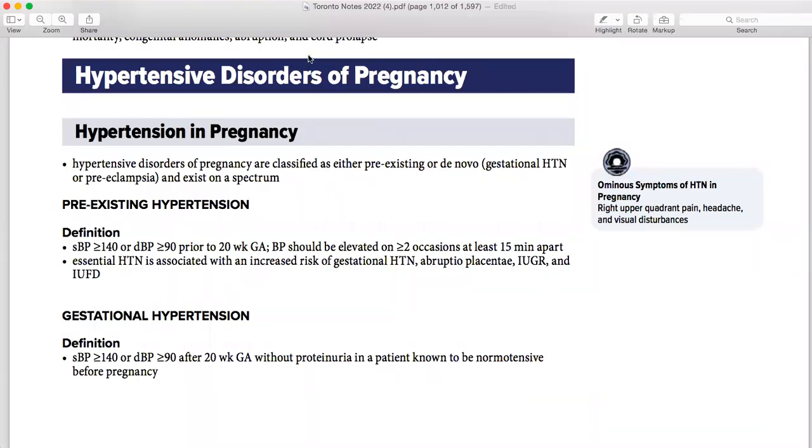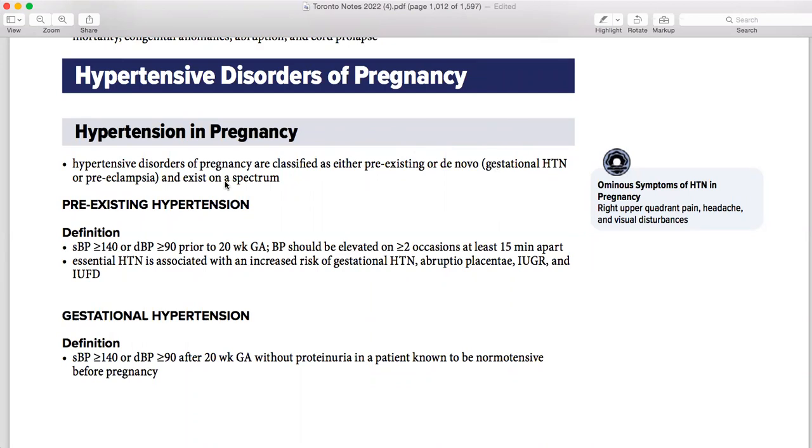So the first topic today we are going to do is basically hypertension. Hypertension in pregnancy is one of the very important topics. So you need to understand what is hypertension. There are four types of concepts that you need to get from this topic. So let's start from the first one. What is the first one? Hypertension. So what is hypertension?